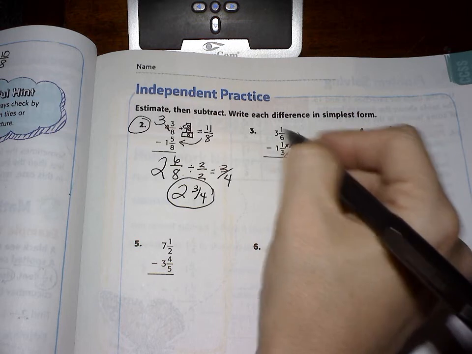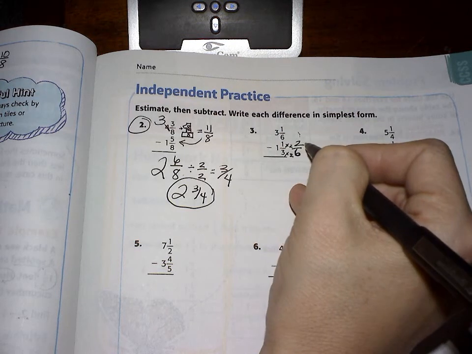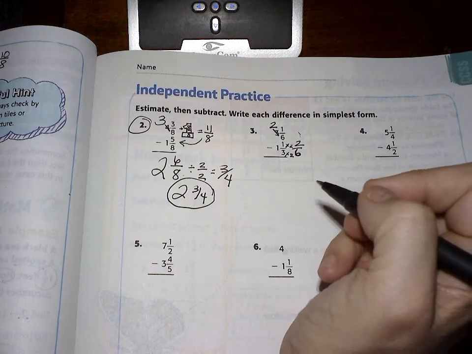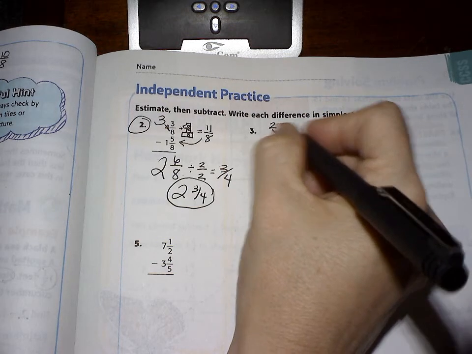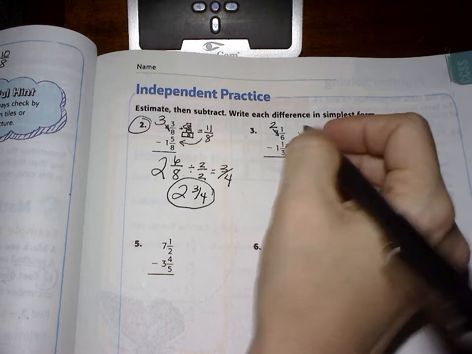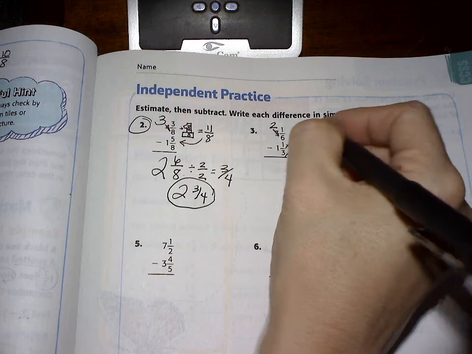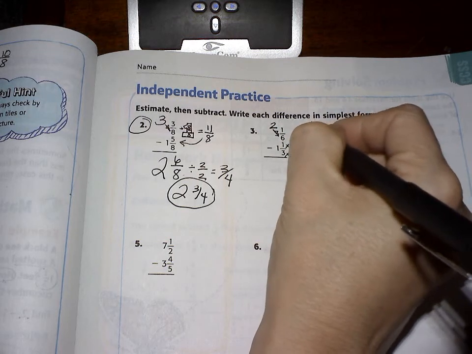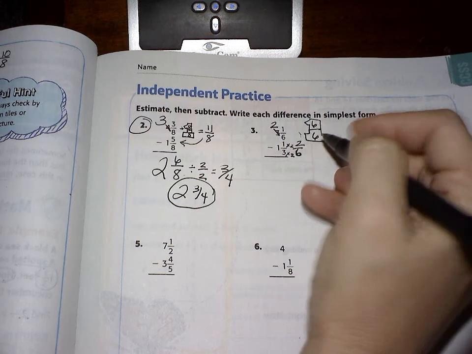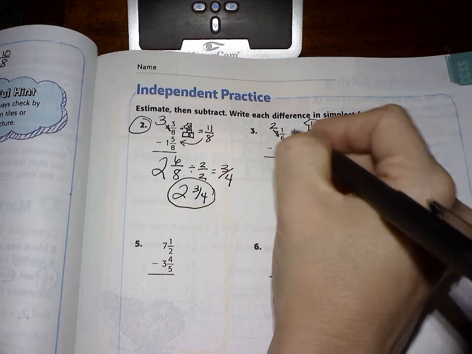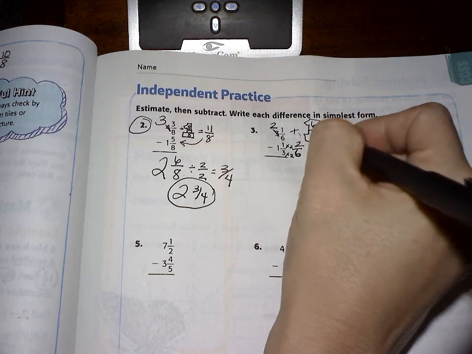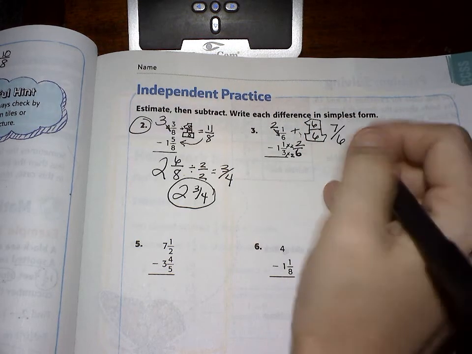But now I've got 2/6 from 1/6. I can't take 2 away from 1. That 2 is too big, so I have to borrow. This 3 becomes a 2. And I borrowed 1 whole from that 3, so I'm going to change that into fractional form. Here I'm in sixths, so my 1 whole is 6/6 that I am adding to that. So 6/6 plus 1/6. 1 plus 6 is 7. I keep the denominator sixths.